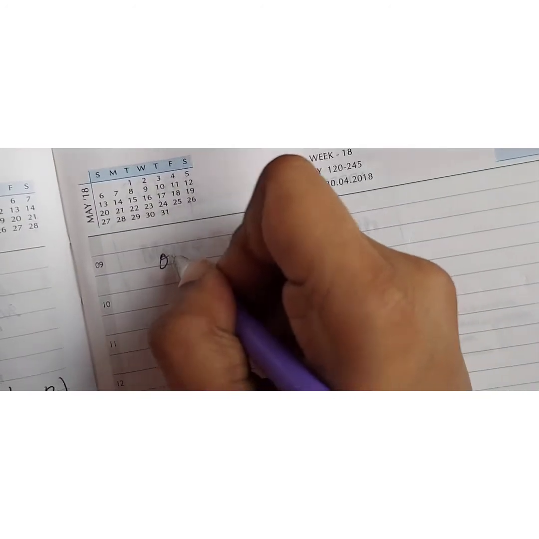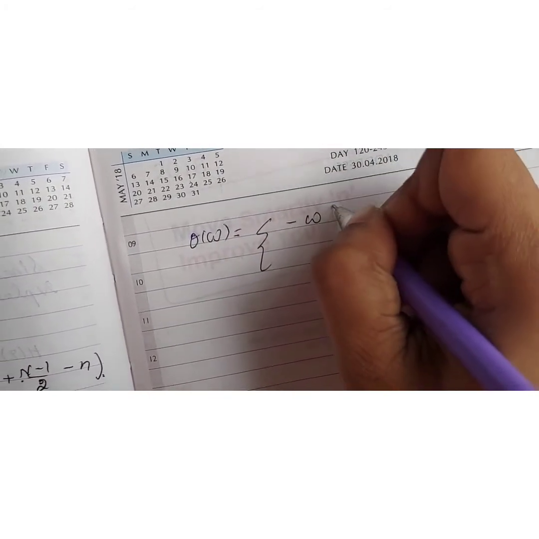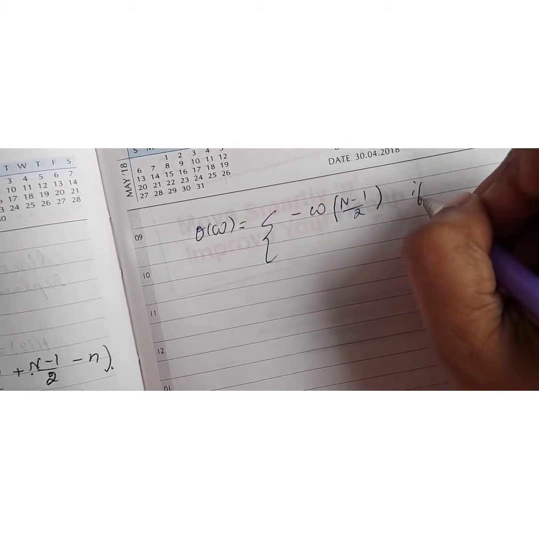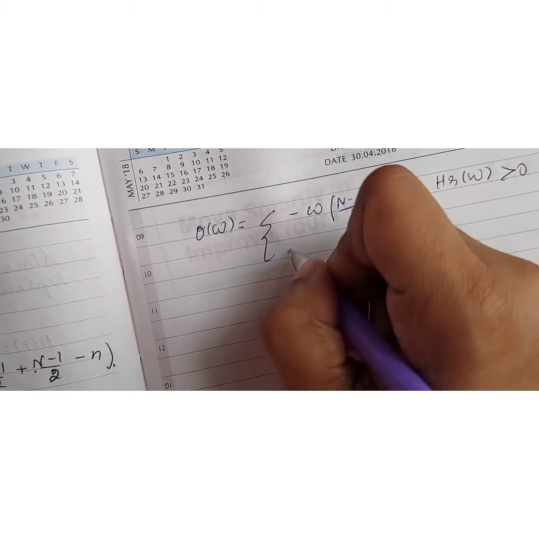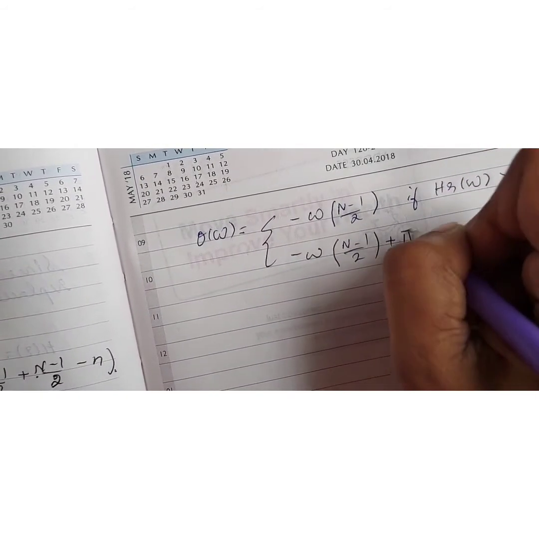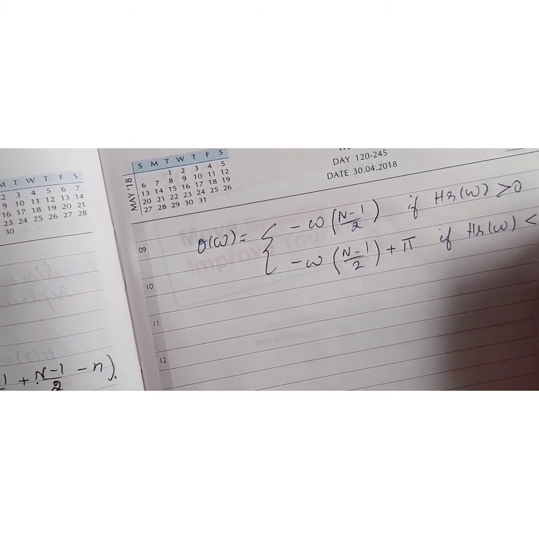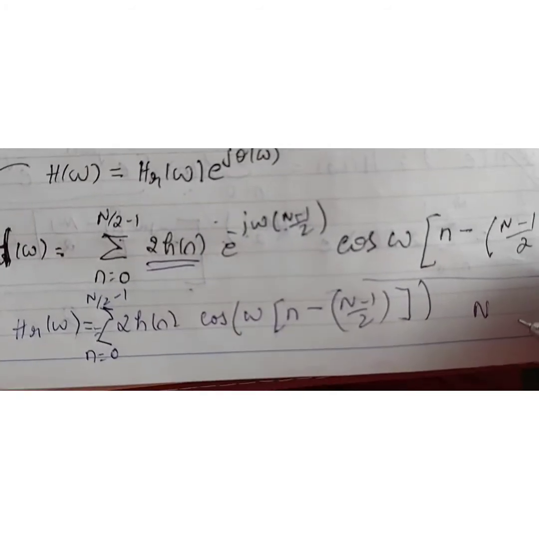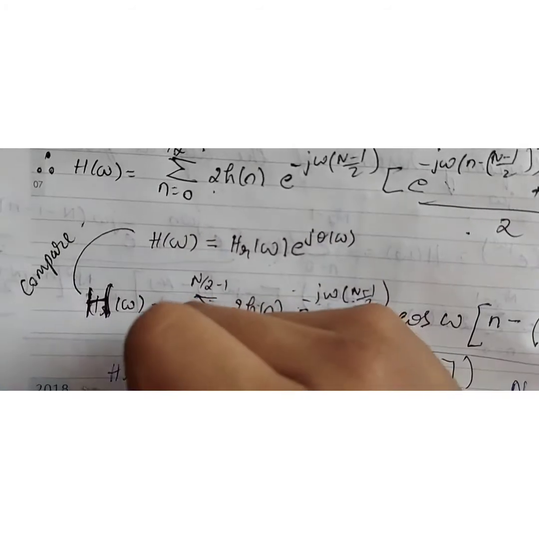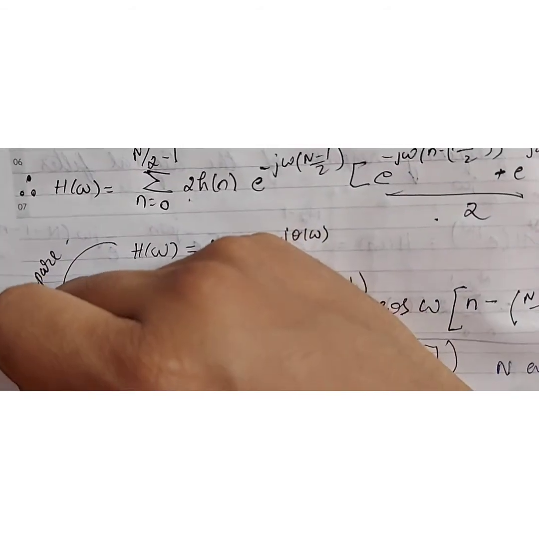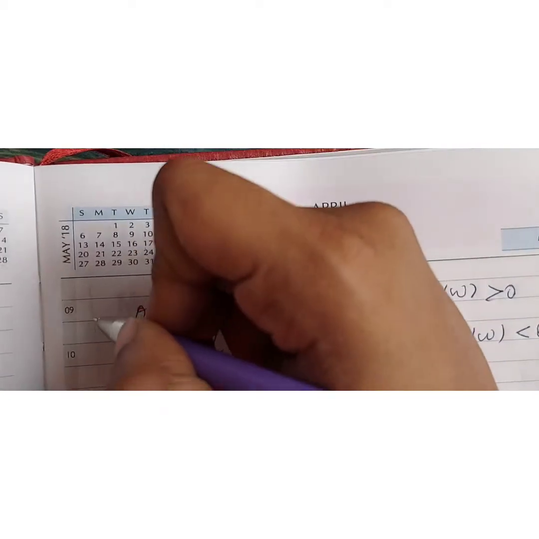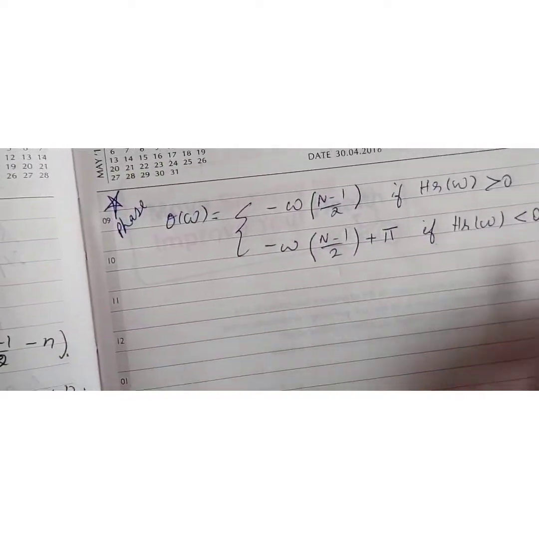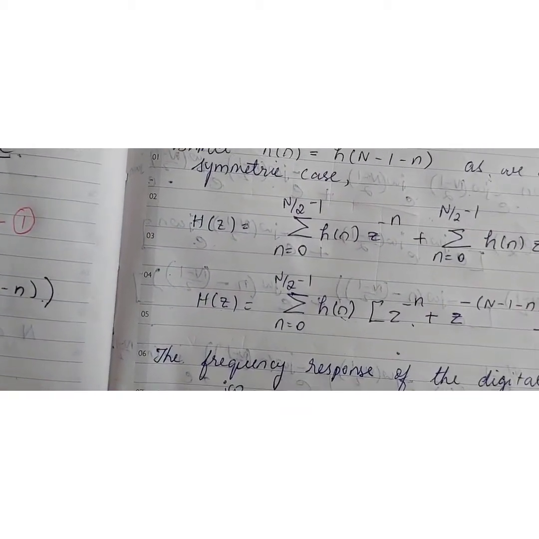So let me write the value of theta of omega: minus omega (N minus 1) by 2 if Hr of omega is greater than 0, minus omega (N minus 1) by 2 plus pi if Hr of omega is less than 0. So this is for N even. This is your magnitude value. This is your phase value. This is what you have proved for N even. Remember, right in the starting itself I had told we are doing this for N even.